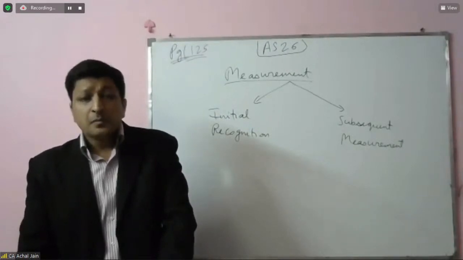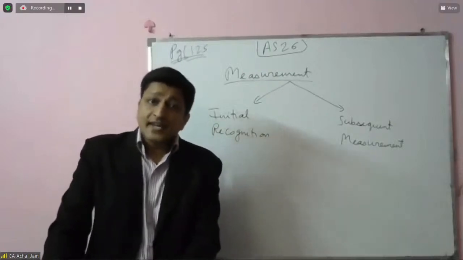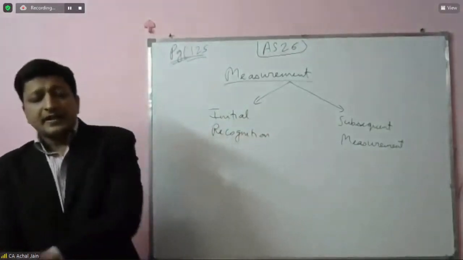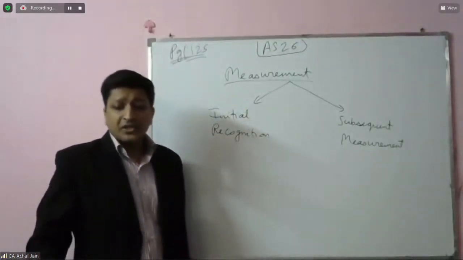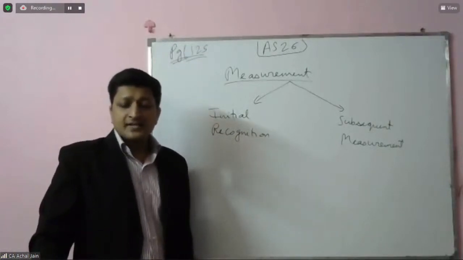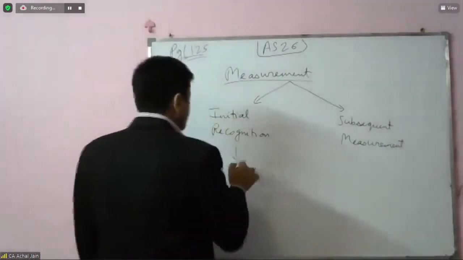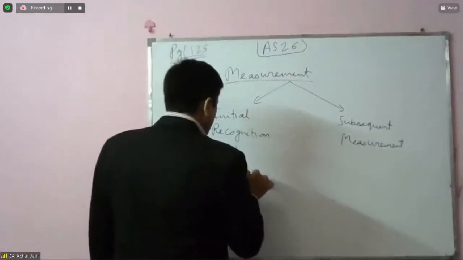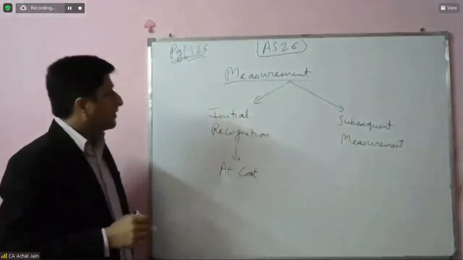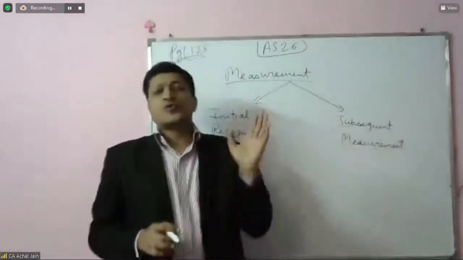Now, as around the measurement at the time of initial recognition, once again, this is similar to PPE, exactly same. That the criteria for measurement at the time of initial recognition is to measure the intangible asset at cost always. Same thing you would have covered under PP. Remember, at the time of initial recognition, intangible asset would always be measured at cost.